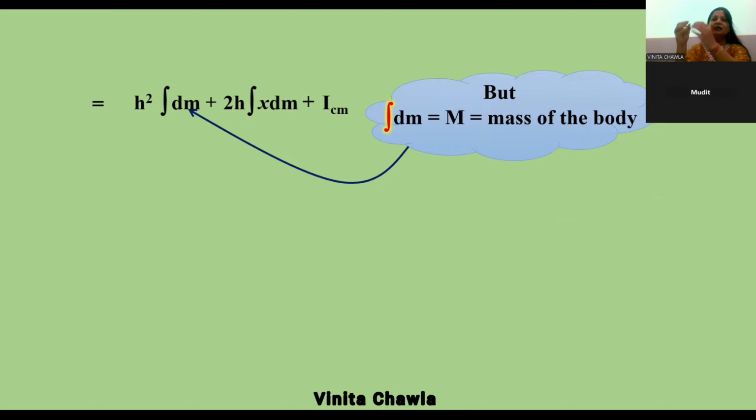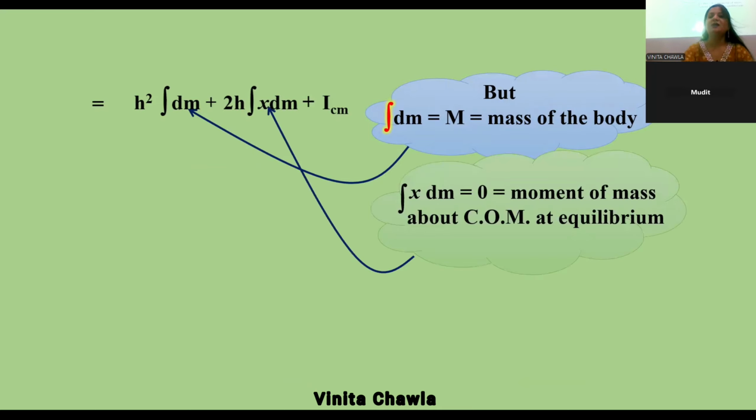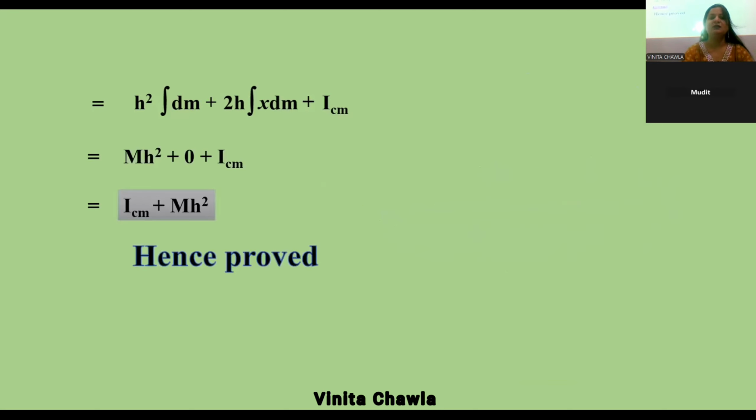When we integrate all the point masses, all dm's, then we get total mass. And the integral of x dm is equal to 0 because it is the moment of mass about the center of mass at equilibrium, which we take as 0. So now we are left with this, and this is the final result. This is the proof of the parallel axis theorem. This is how we prove the parallel axis theorem.